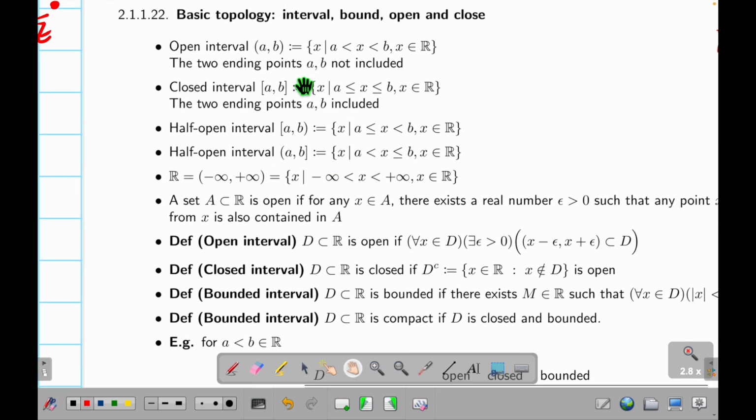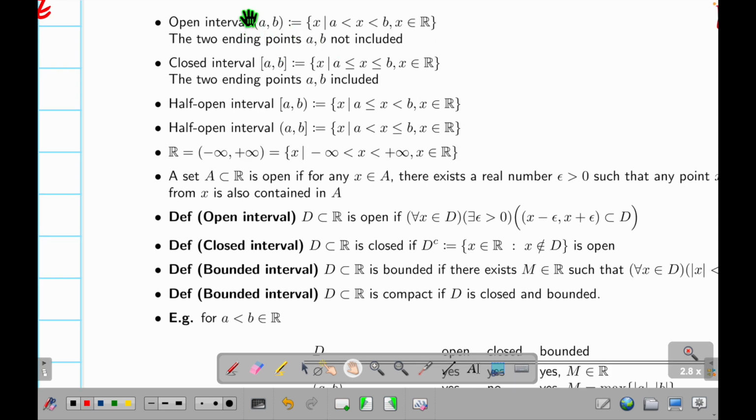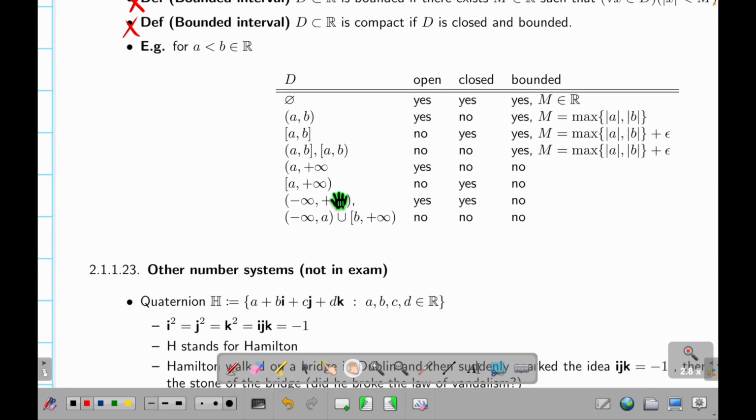And now here is something called basic topology. If I write open bracket A, B, that means I'm considering all the x between A and B with strict inequality. If I write a square bracket, that means A and B are included. Okay, I can have this. This means A is included, B is not included. Same here. Then what is the real number? The real numbers I can write down like this. Since this bracket means I do not include the two ending points, this one we talk about later.